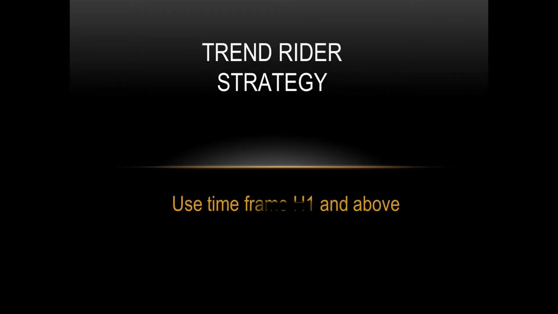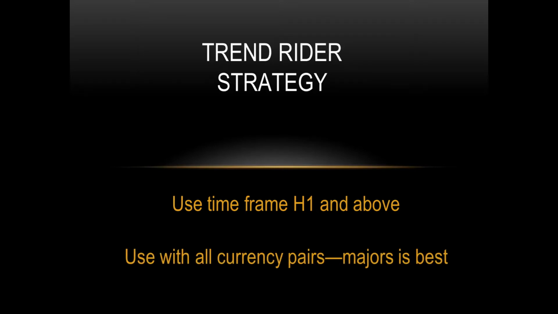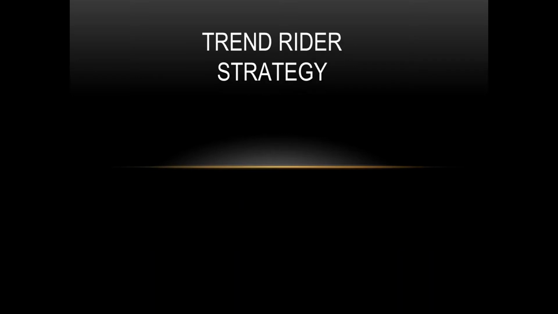First of all, you need a couple of indicators, and it's used on the time frame H1 and above. 1 hour time frame, 4 hour time frame, daily, or even weekly or monthly if you want. And I will show you the time frames that I use it on. It can be used with all currency pairs, and of course the majors are the best. They're the best trending currencies. So that gives you 7 different currency pairs that you can use this Trend Rider strategy on.